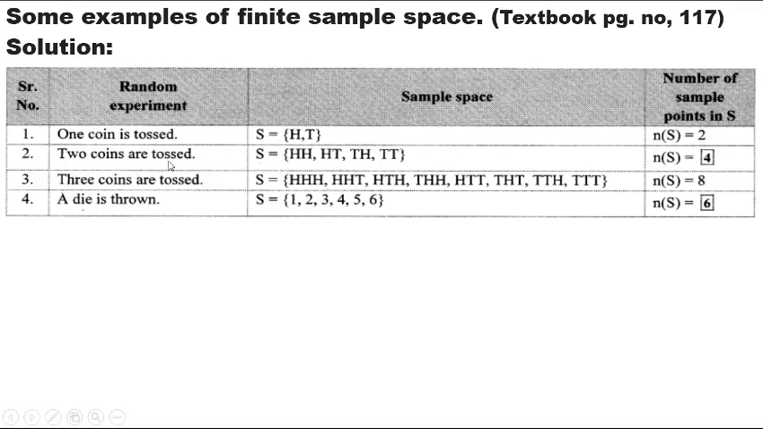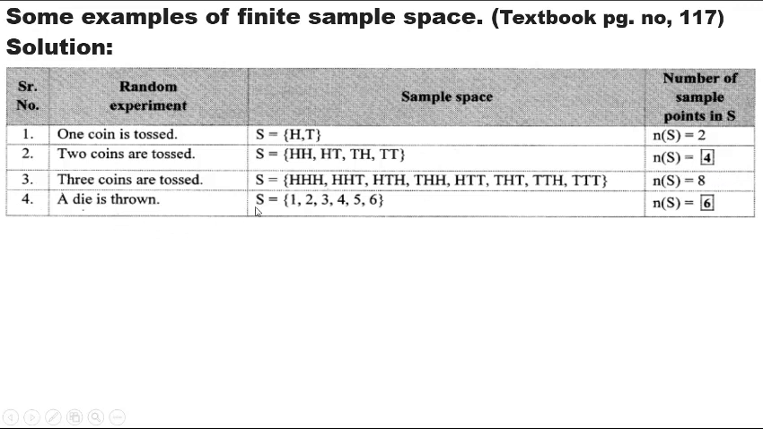Two coins are tossed: head-head, head-tail, tail-head or tail-tail. Number of sample points is equal to 4. Three coins are tossed: head-head-head, head-head-tail, head-tail-head, tail-head-head, head-tail-tail, tail-head-tail, tail-tail-head, tail-tail-tail. So number of sample points is equal to 8.